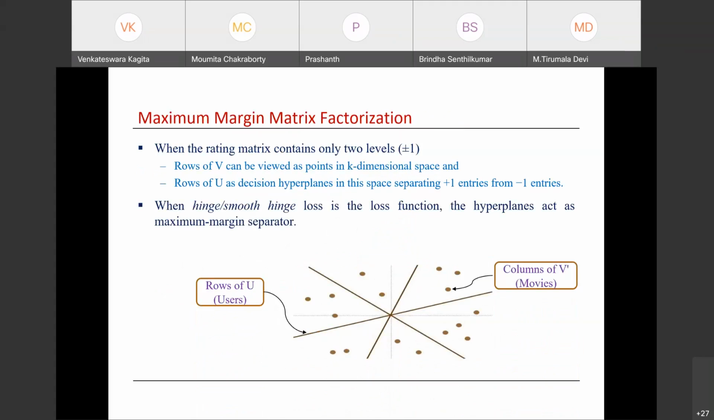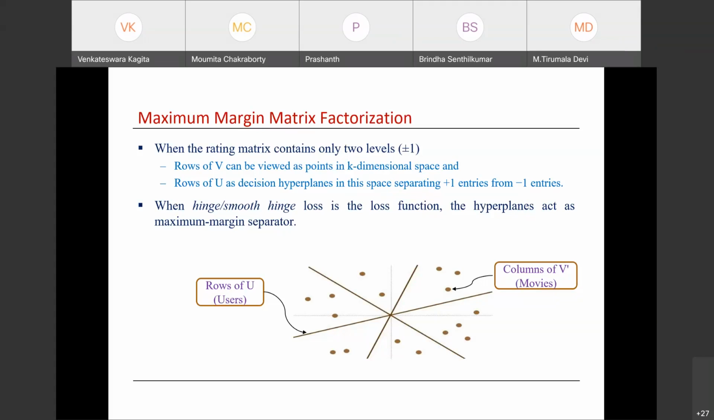When the rating matrix contains only two levels, plus or minus 1, the rows of V can be viewed as the points in the k-dimensional space and the rows of U as the decision hyperplanes in the space separating plus 1 from minus 1. So you can use hinge loss or smooth hinge loss. Hinge loss is the loss function that we have defined in the SVM. Smooth hinge loss is the updated version of that.